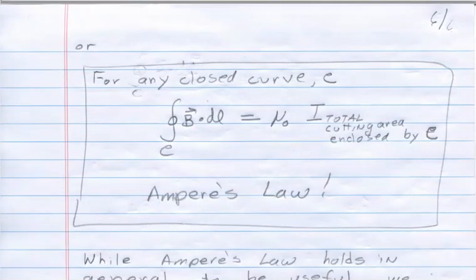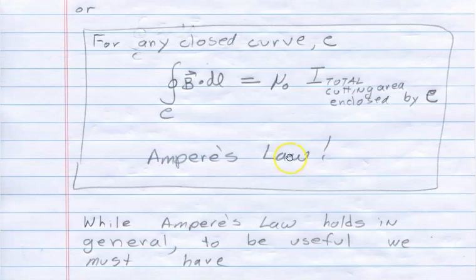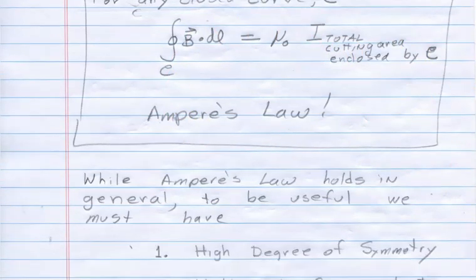Well, that's really the best way to state Ampere's law, and that is that this integral of B dot dl is equal to mu naught times the total current cutting the area enclosed by C, again honoring that sign convention for the normal of the area enclosed. Remember, areas are area vectors, and so you have to have a normal. Well, that is Ampere's law in all of its glory.